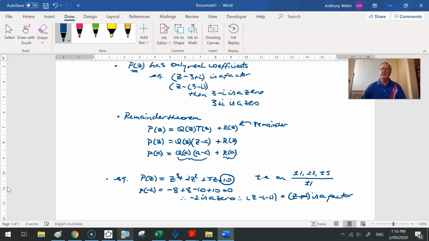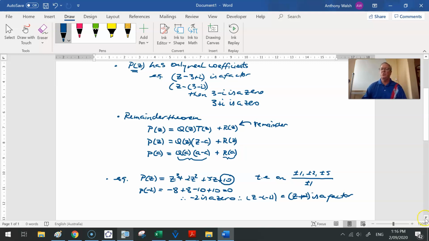Now, negative 2 is a real number. It's not a complex number. So you just can't say, well, the conjugate of negative 2 would be plus 2, so it must be a factor as well. No, it doesn't work that way. Negative 2 is a factor.